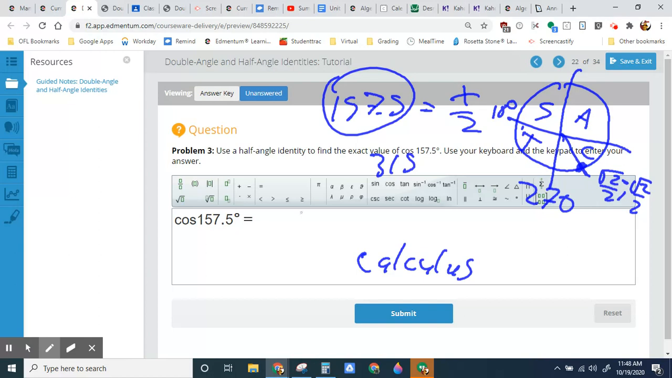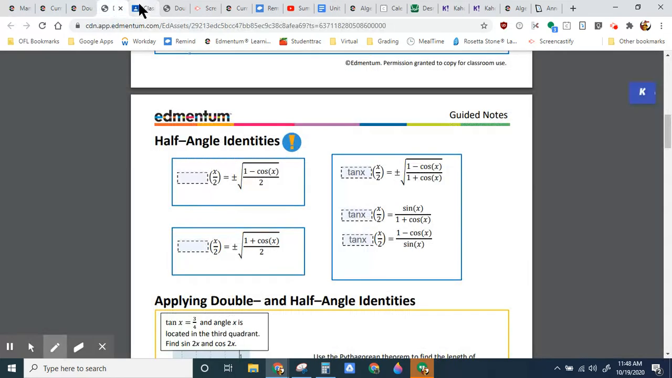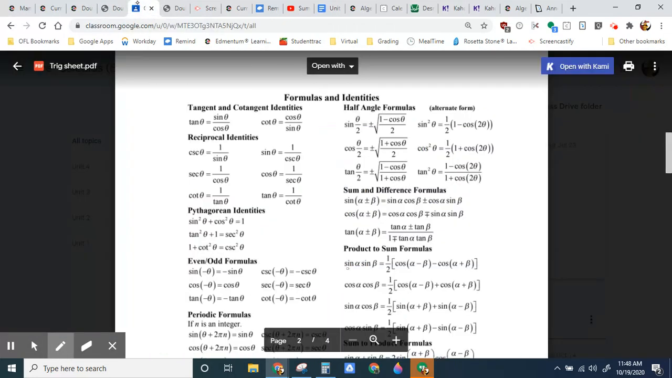So we're going to use the half angle formula for cosine. So grab our sheet or grab the guided notes, whichever you want. And we're going to use this formula. So we're going to say that it's going to be the square root. I'm just going to do it on here.